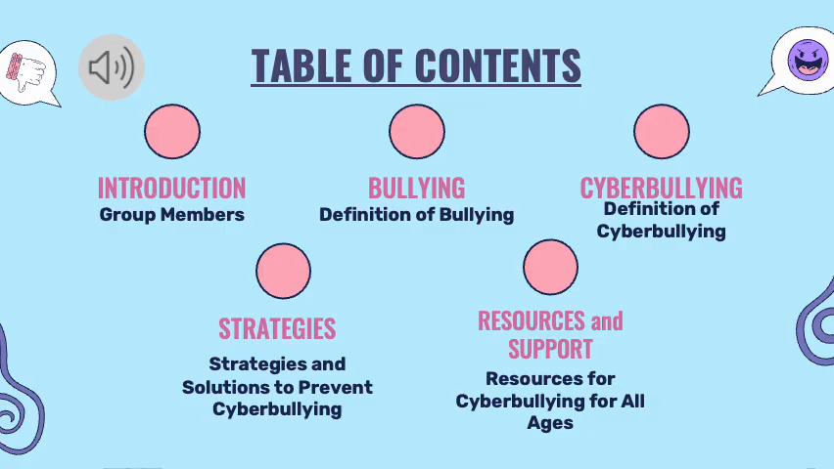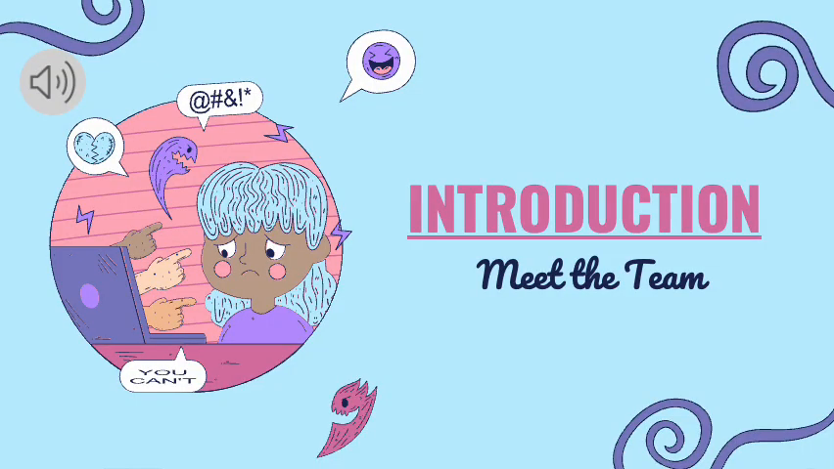Listed here is the table of contents for the remaining portion of our presentation. It starts with the introduction of our group members, and then it goes into bullying and the definition of bullying. Next, you'll see some slides on cyberbullying and the definition of cyberbullying. After that, there will be strategies and solutions to prevent cyberbullying, followed by the resources and support for cyberbullying for all ages. Please continue to the next slide for the introduction and to meet our team.